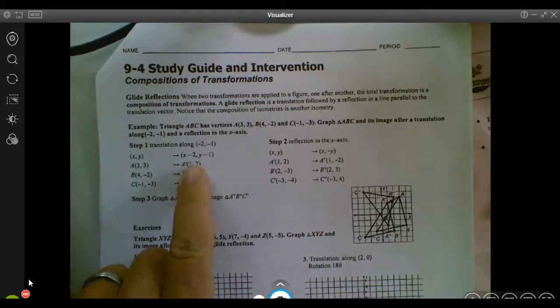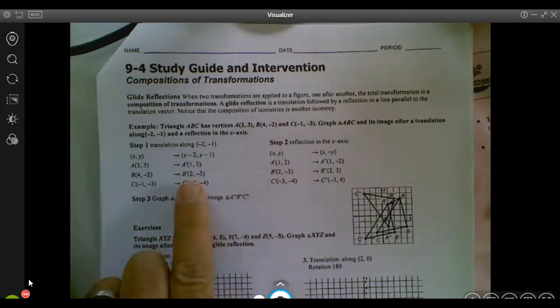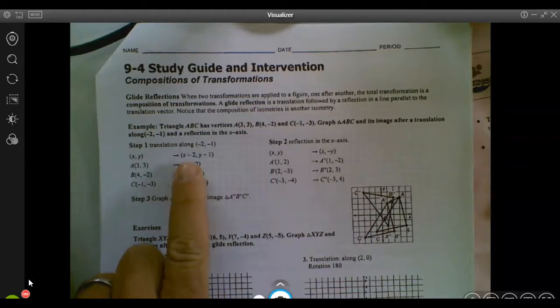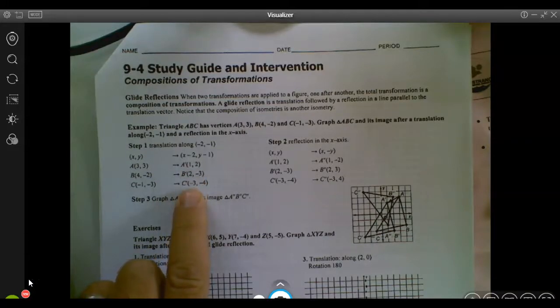So for this translation, they wrote it as a vector, so it looks like this. We would probably best see it like this, but you could write it either way. They mean the same thing. So they're going to take those original 3 vertices, and they're going to apply this rule. They subtracted 2, so here are the original ones. They subtracted 2 from all of the x's, and they subtracted 1 from all of the y values in order to get these points right here.